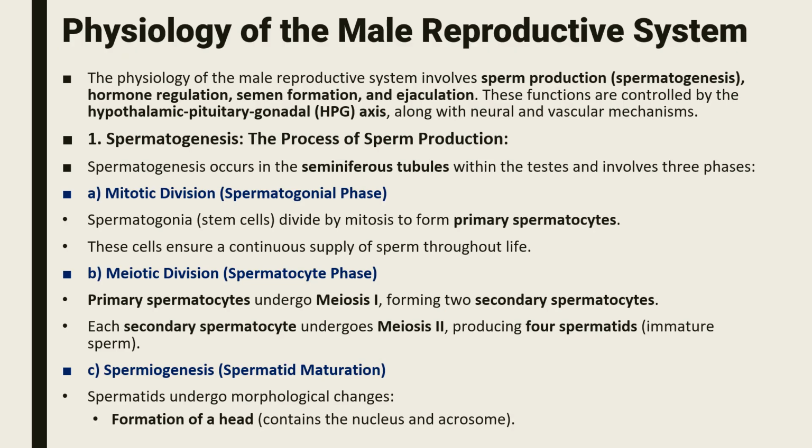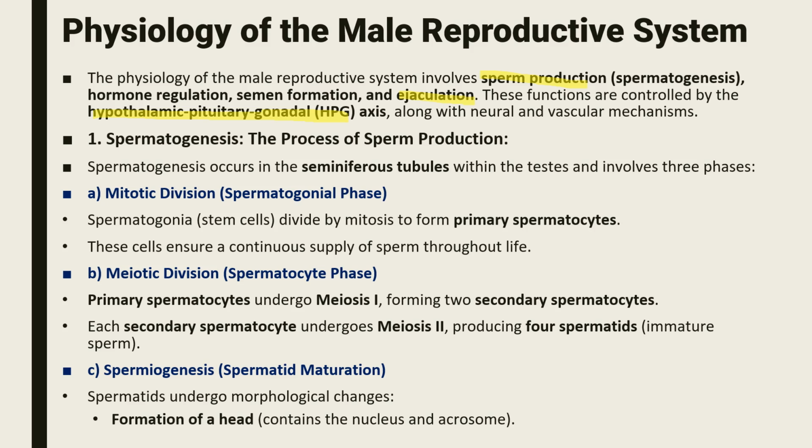Physiology of the male reproductive system. Now the function. The physiology of the male reproductive system involves sperm production, spermatogenesis, hormone regulation, semen formation, and ejaculation. These functions are controlled by the hypothalamic-pituitary-gonadal (HPG) axis along with neural and vascular mechanisms.